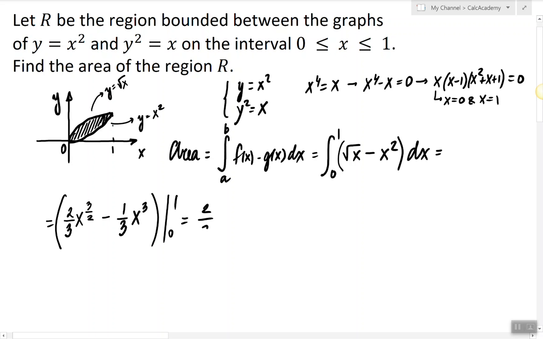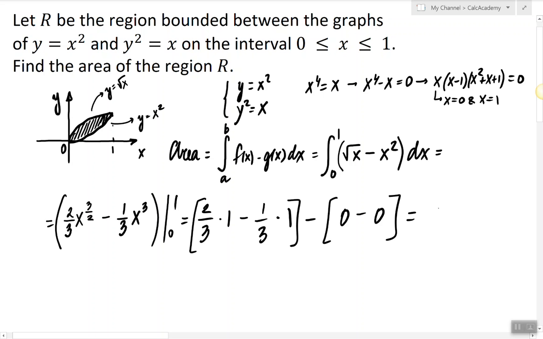So plugging in 1 gives us 2/3 times 1 minus 1/3 times 1, and evaluating everything at 0 gives us 0. So the answer is 1/3. That is, the area between the two given graphs is equal to 1/3.